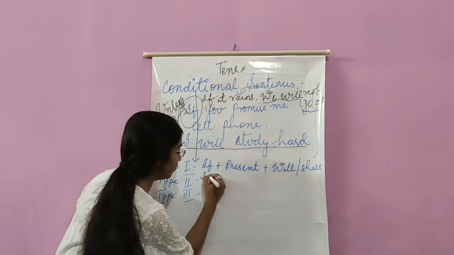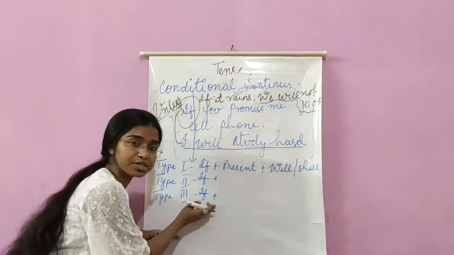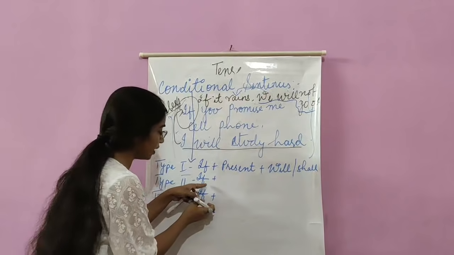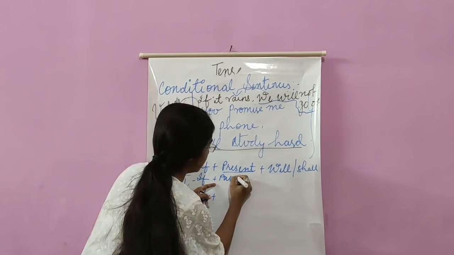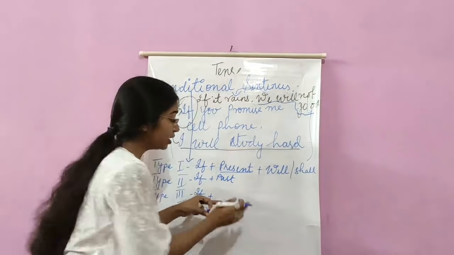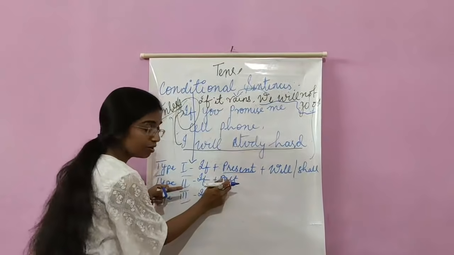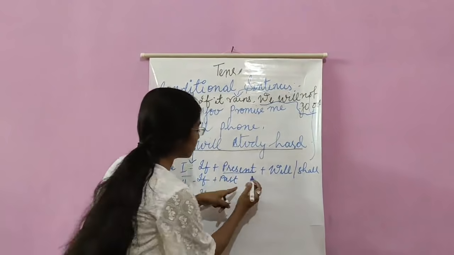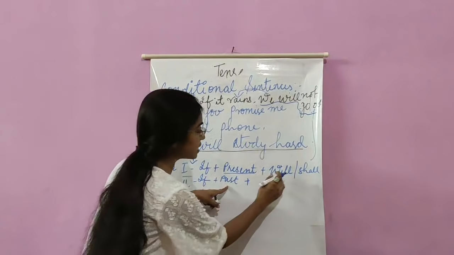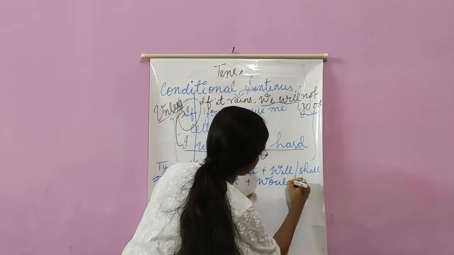Type 2 will start with if anyway, since it's a conditional statement, so it has to start with if. Type 2 is if plus, now this present will change into past. Understood? I hope there is no doubt. That is why I told you when we are dealing with past tense and its uses, we will require this type 2. So if plus past. Now if this is past, this will change into would. Clear?